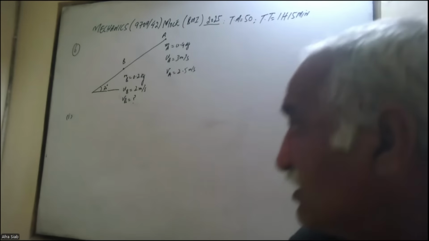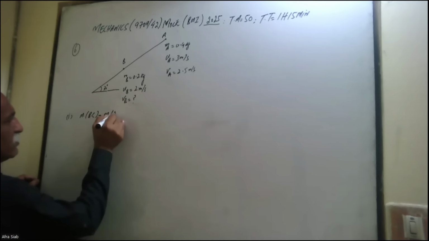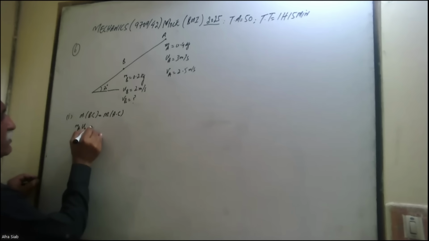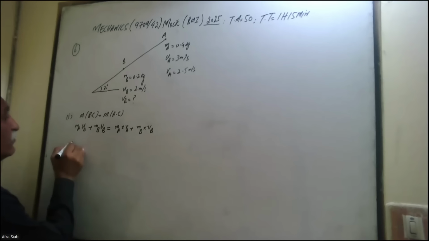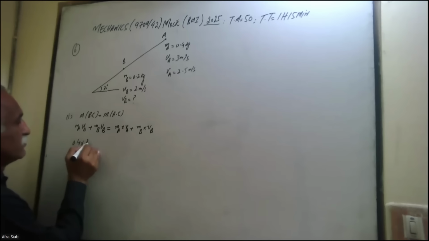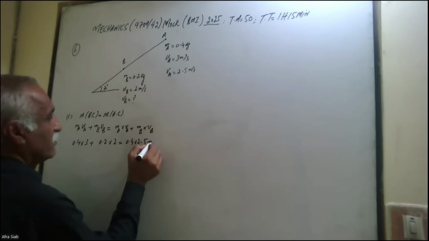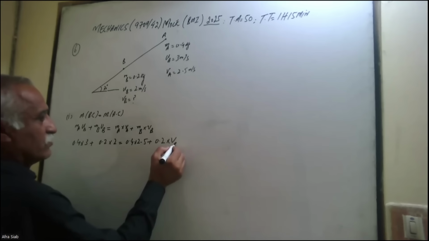We are using the law of conservation of momentum. Momentum before collision is equal to momentum after collision. So it will become mass of A into U of A plus mass of B into U of B is equal to mass of A into velocity of A plus mass of B into velocity of B there. Mass of A is 0.4 and speed is 3 plus mass of B is 0.2, the speed is 2, equal to mass of A 0.4, velocity 2.5 plus mass of B 0.2 into velocity, V of B, which we are going to calculate.